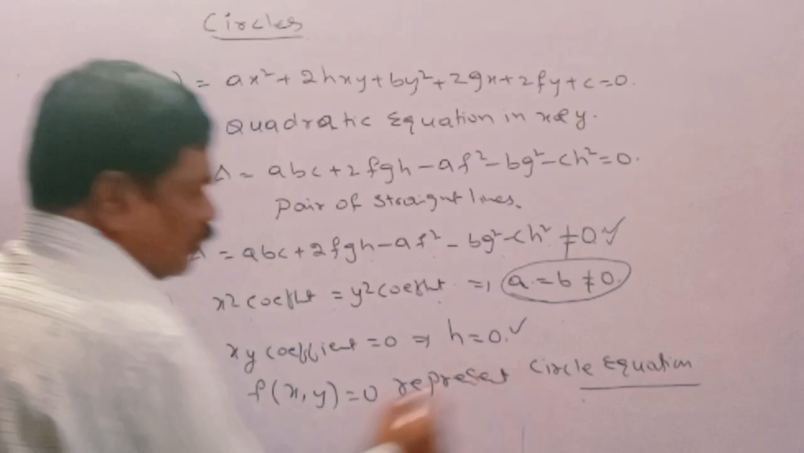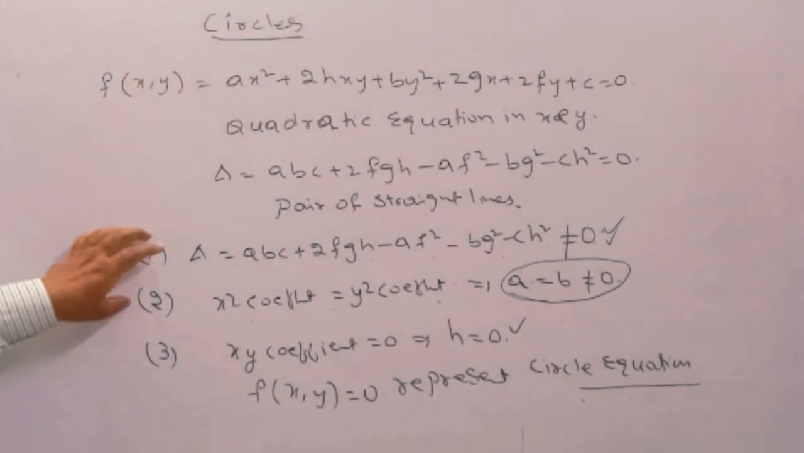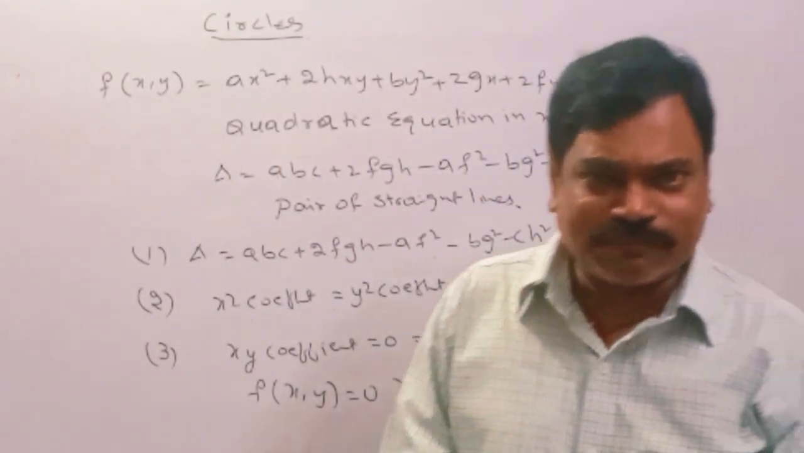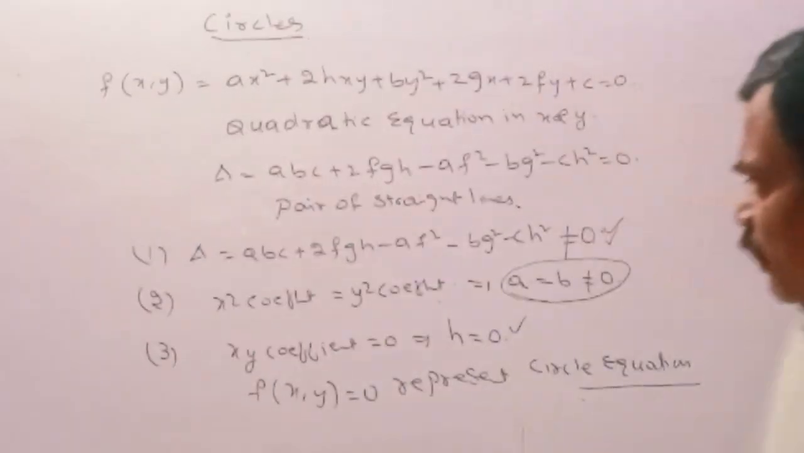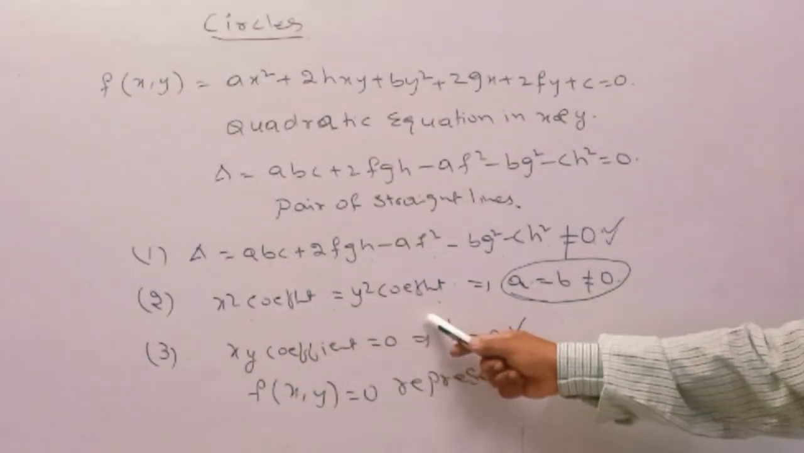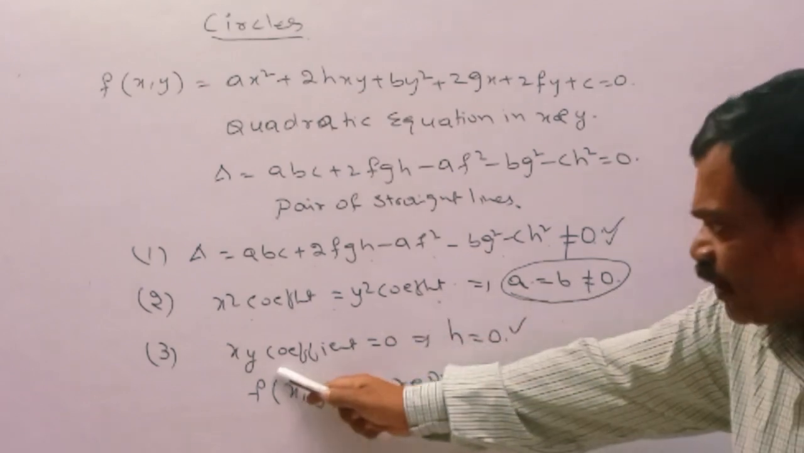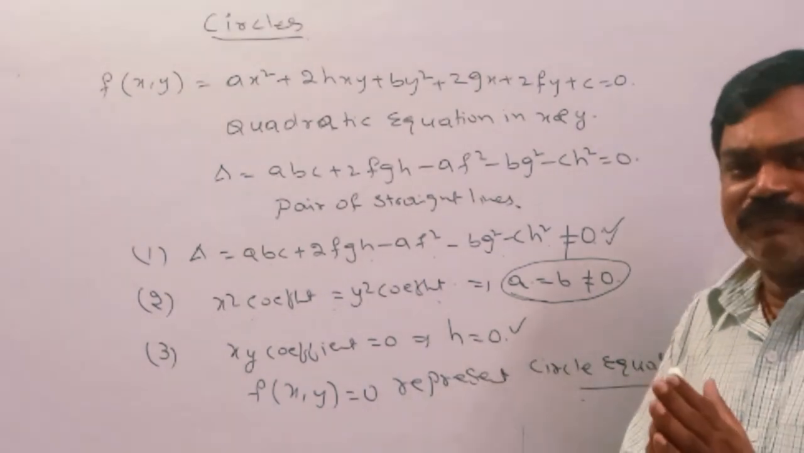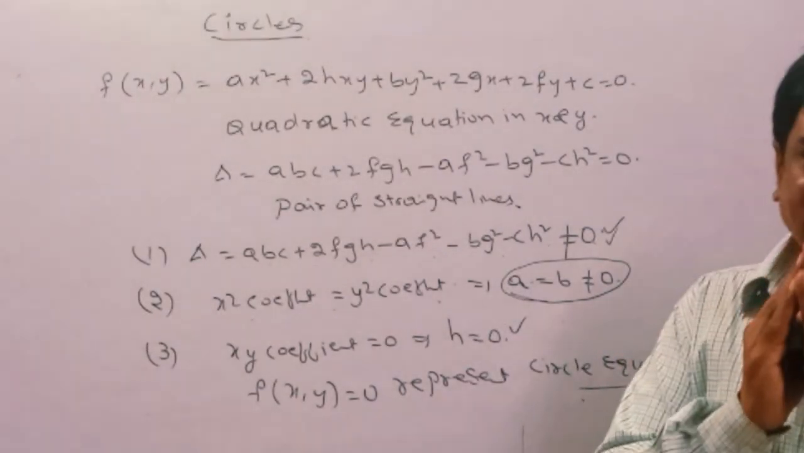Circle equation. So if it represents a circle equation, what are the conditions? Delta not equal to 0, that is abc plus 2fgh minus af square minus bg square minus ch square not equal to 0, and the x square coefficient is equal to the y square coefficient, that is a is equal to b not equal to 0, and the xy coefficient is equal to 0, that is h equal to 0. Then f of x comma y is equal to 0 represents a circle equation.